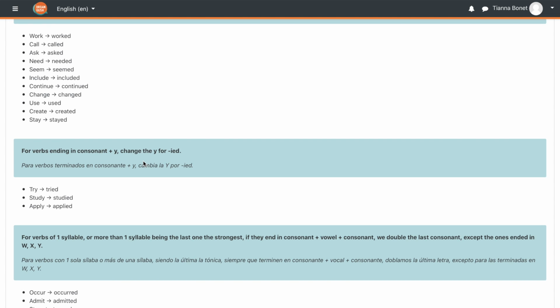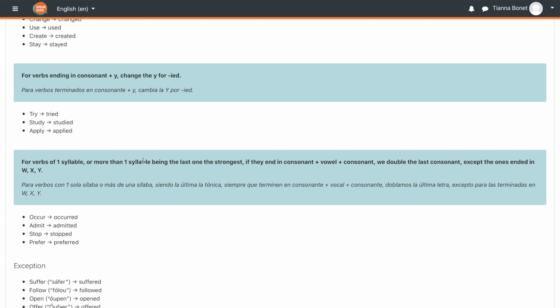if they end in consonant plus vowel plus consonant, we double the last consonant, except the ones ending in W, X, Y. Occur becomes occurred. Admit becomes admitted. Stop is stopped. Prefer is preferred. Now there's an exception.